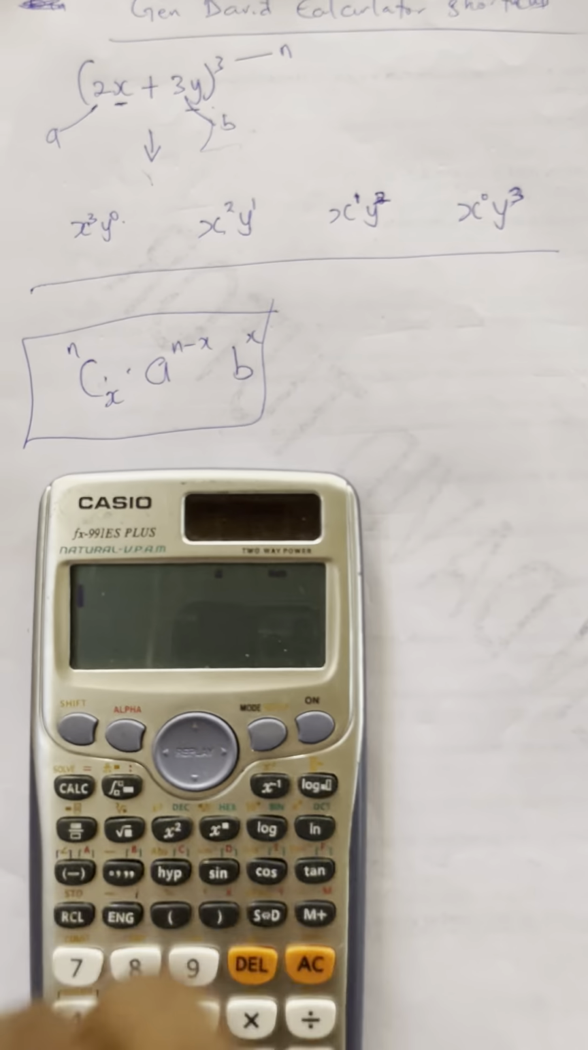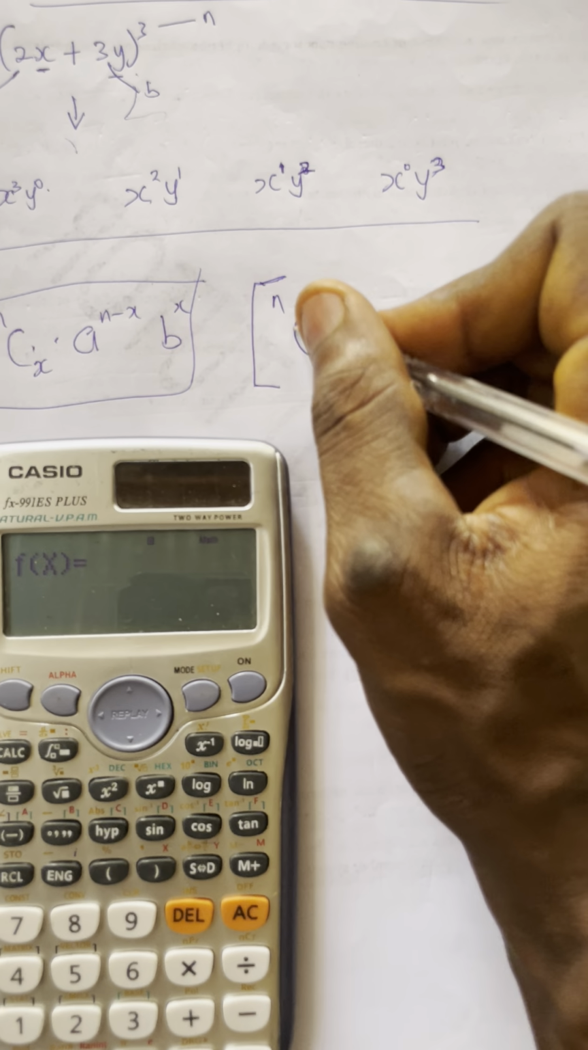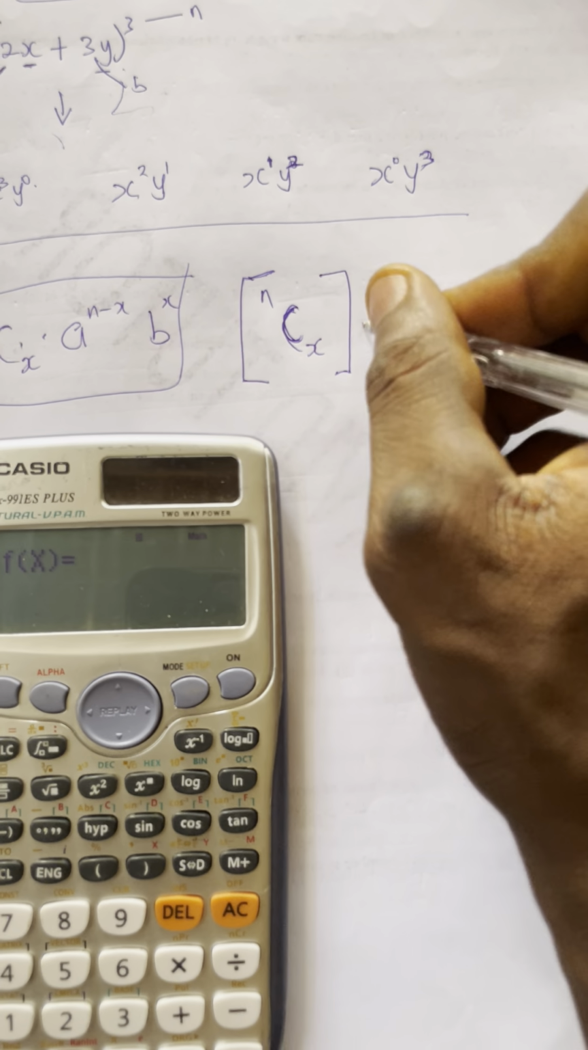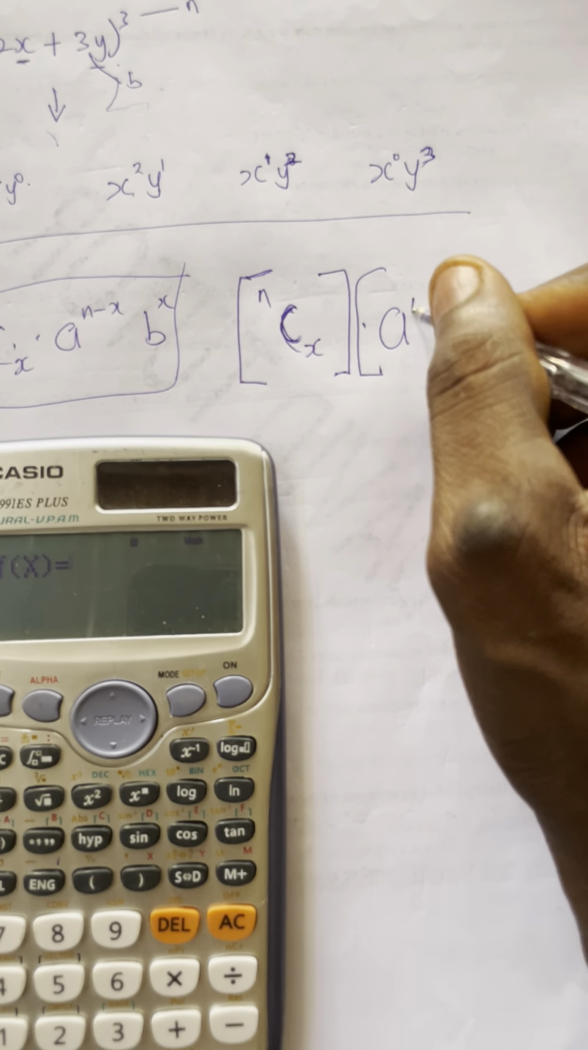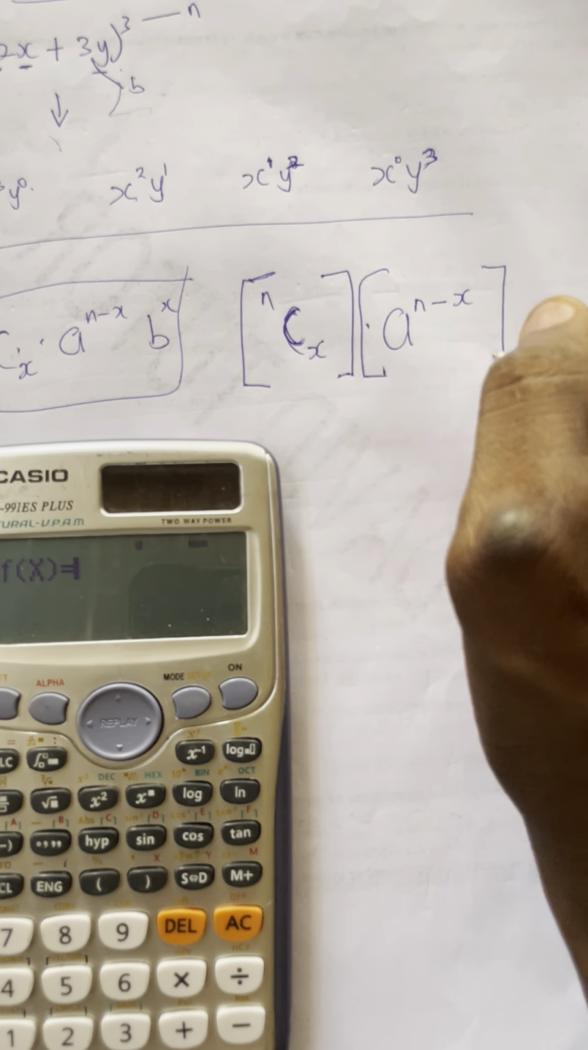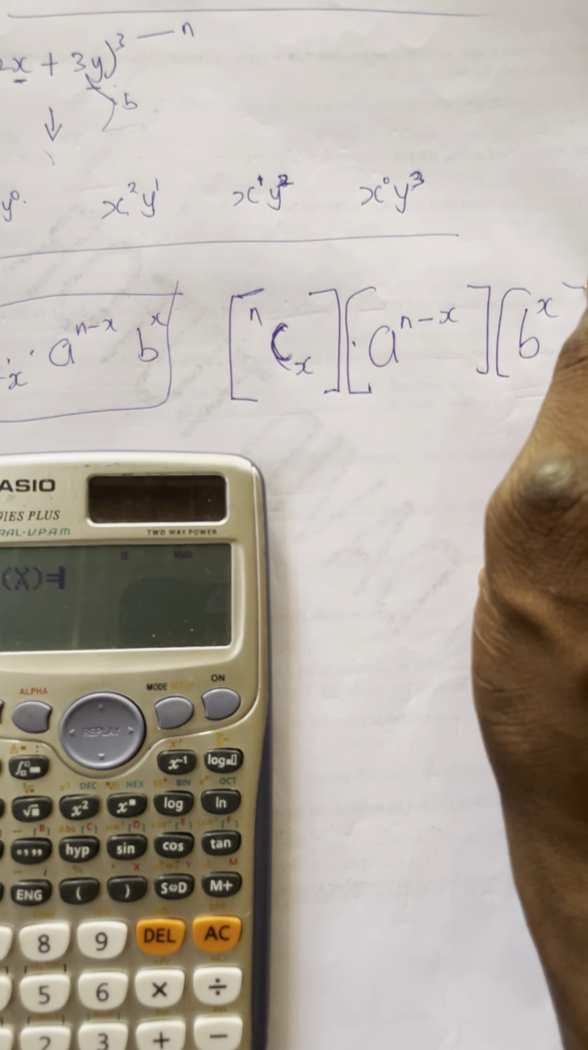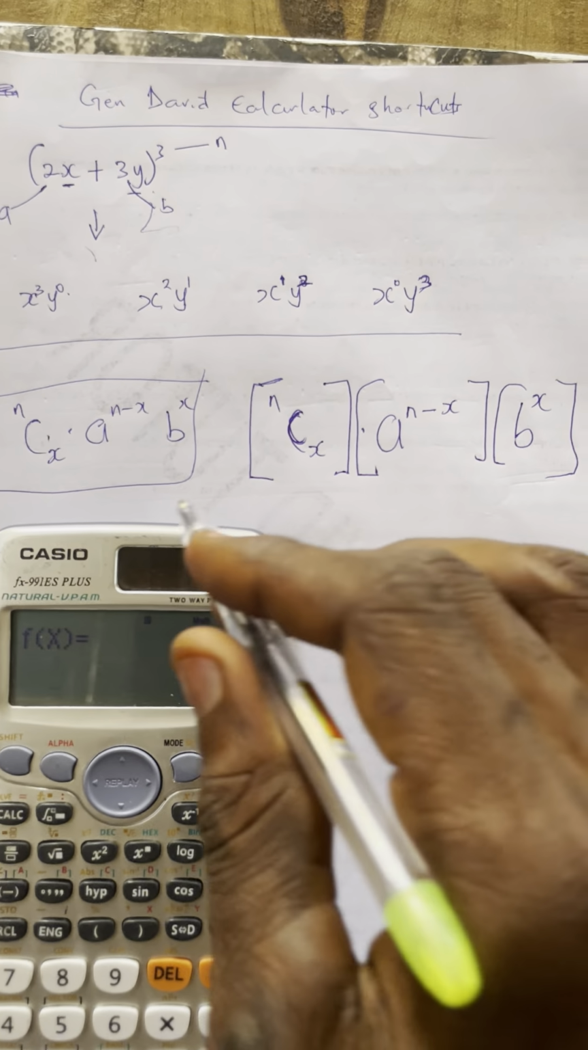Then after I press mode, I press my f of x, which is table. That's number 7. Then I will now be following this formula. So I will say open the bracket, n, into bracket, n combination x, close the bracket, then open the bracket a raised to power n minus x, close the bracket, then open the bracket b raised to power x. So this is how I'm going to put it on the calculator.